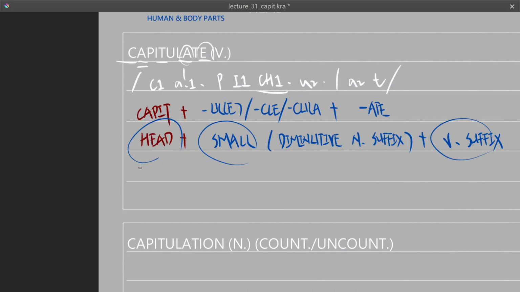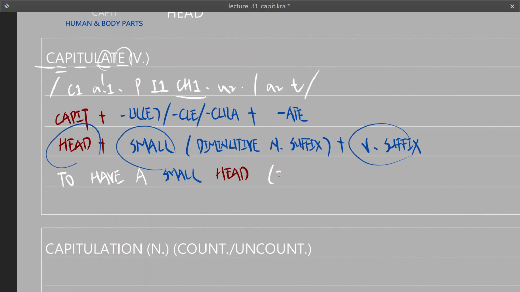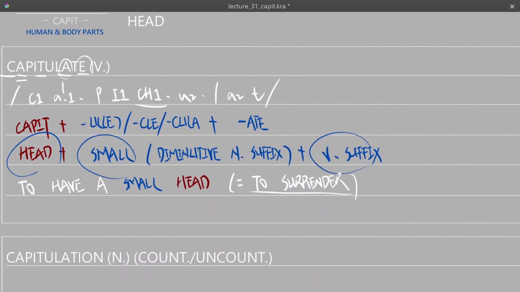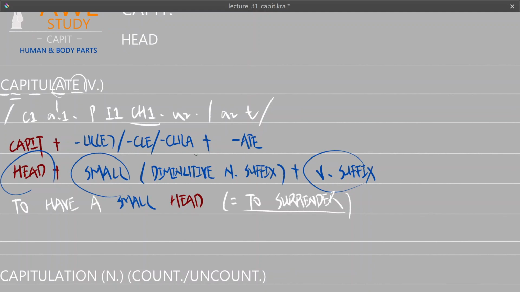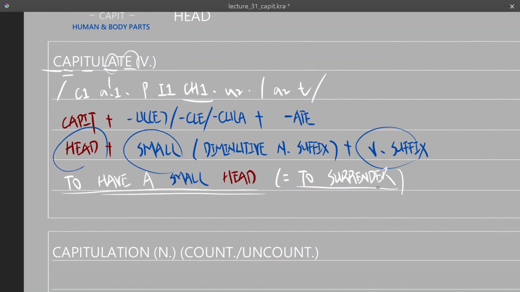So what does it mean to have a small head? It actually means to surrender. You could imagine a person kneeling down, leaning forward, and putting his or her hands on the back of the head. That is to have a small head, the gesture or pose of surrender.